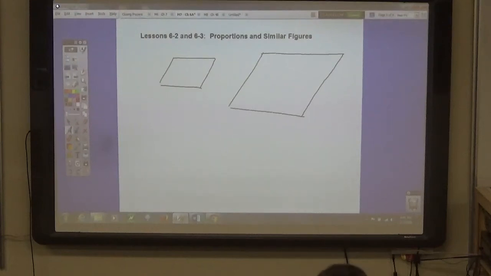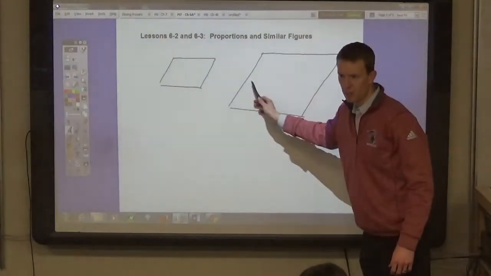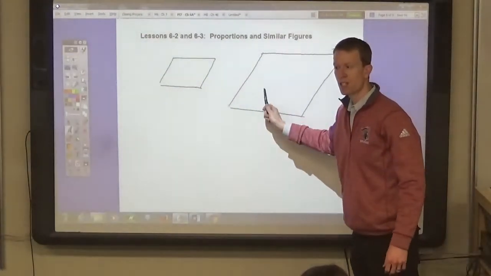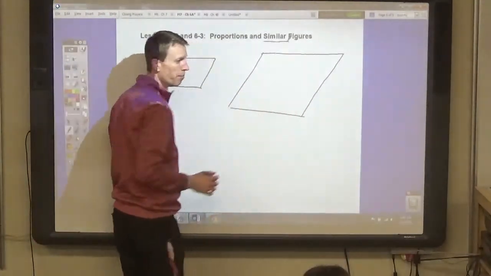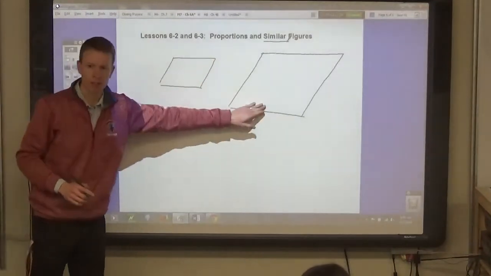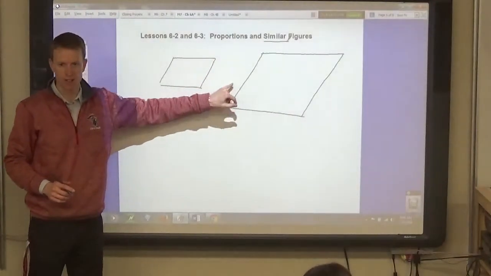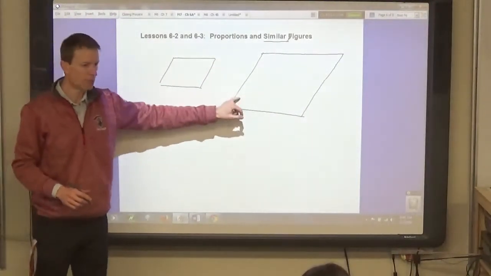Okay, 7th graders. Similar figures are figures that are similar. They look similar, but they're different sizes. That word similar means the same shape, but different size. What two shapes are these?